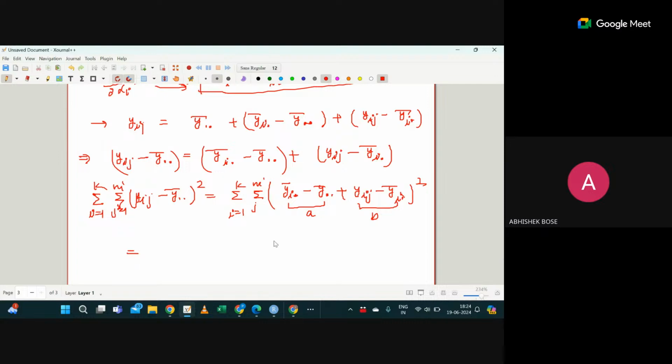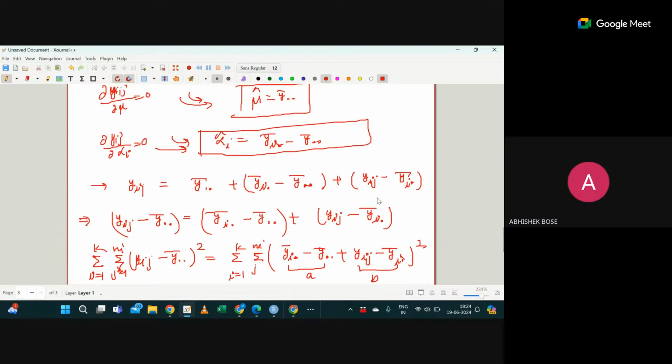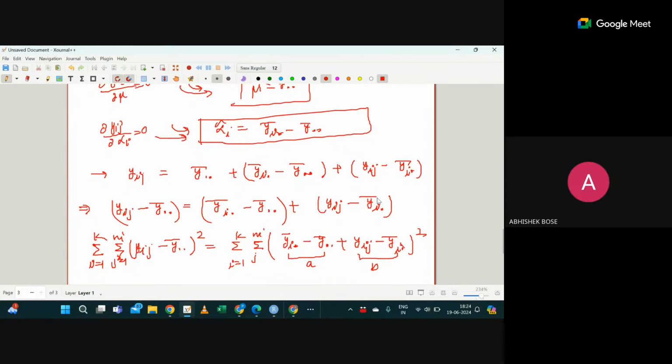Just one thing, sir: the first term is y bar i dot, right? And the last term is also y bar i dot, so that will cancel out. One second, I think I made a mistake. It should actually be y bar.